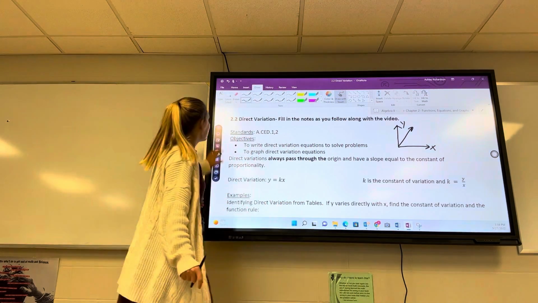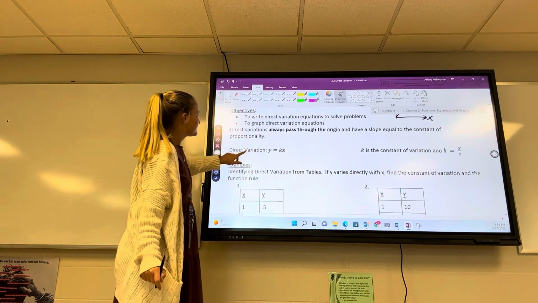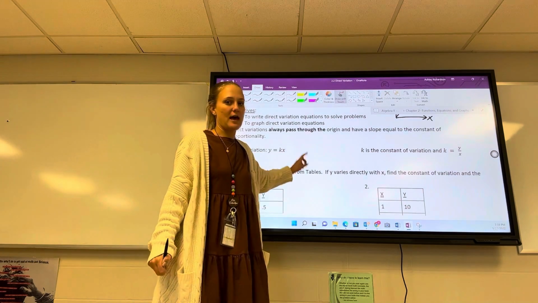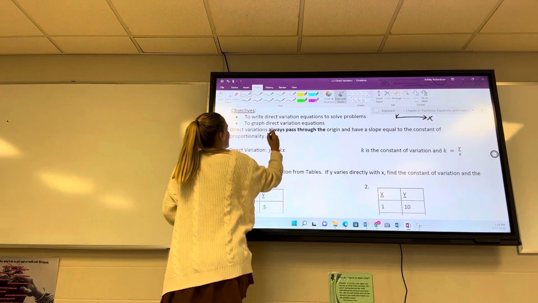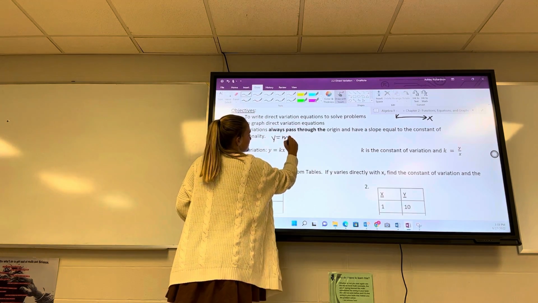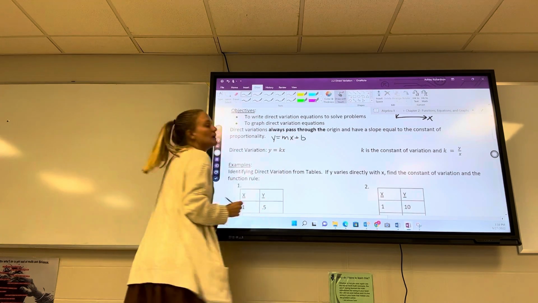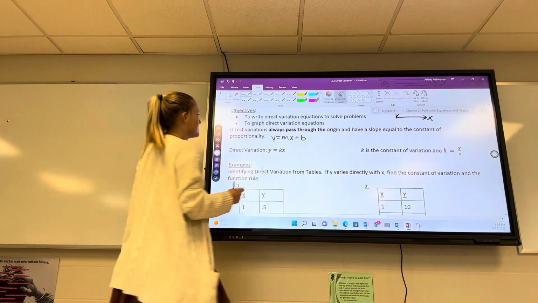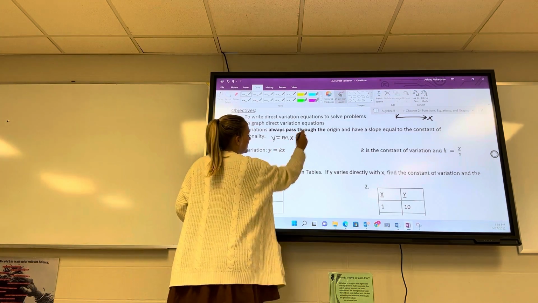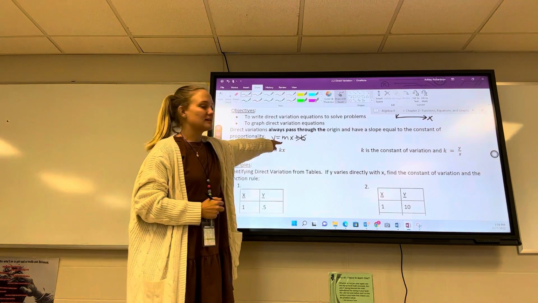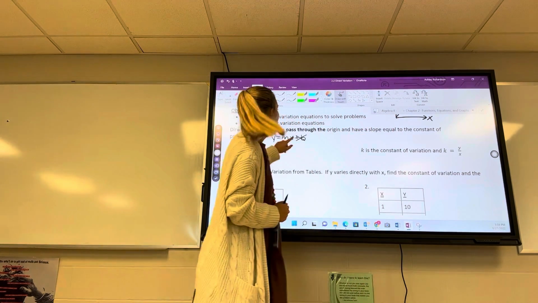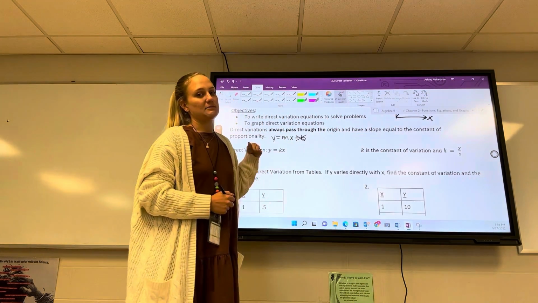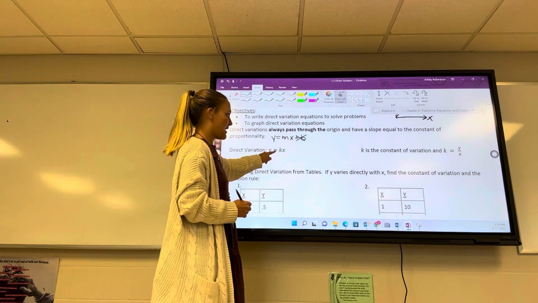So our direct variation equation is y equals kx. This kind of looks like, in slope-intercept form, y equals mx plus b, right? Well, if b was 0, this would be gone, and we would just have y equals mx. It just means it's going to start at 0. So it's like y equals mx plus b, except b is 0. So it's just y equals kx.